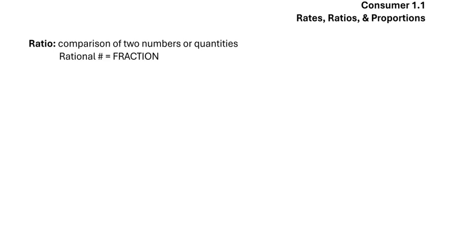Everything in this section you have learned in a previous math class, but it is foundational to consumer math, so we will review it here. We're going to begin with the definition of a ratio. A ratio is simply a comparison of two numbers or quantities.